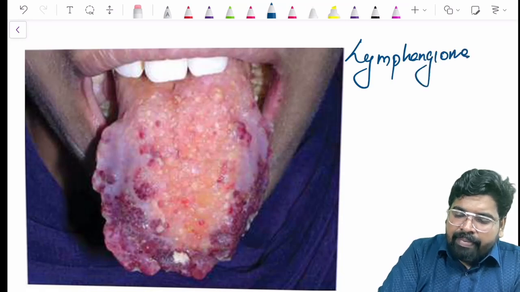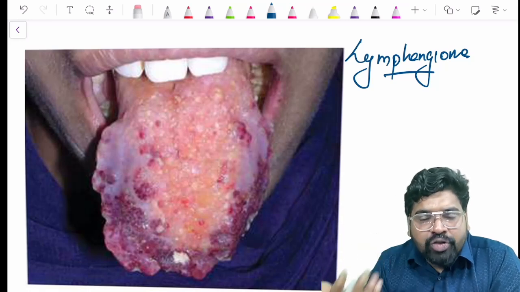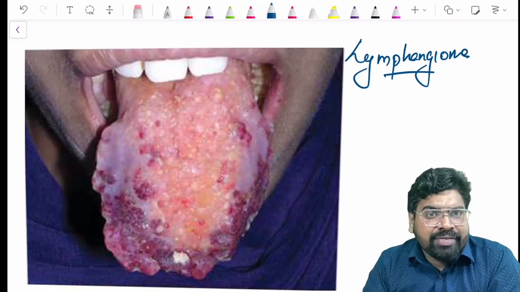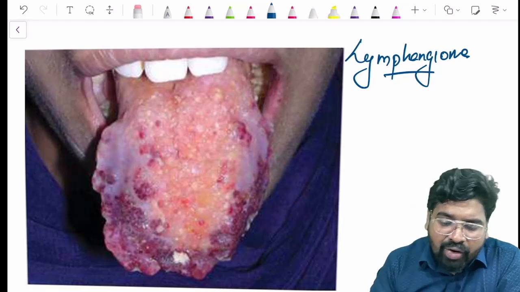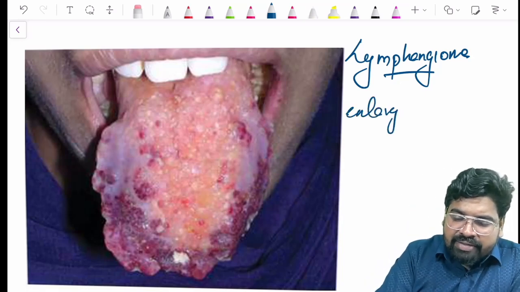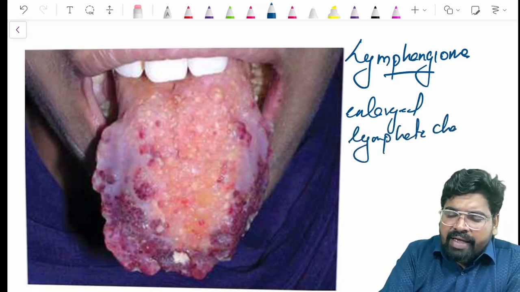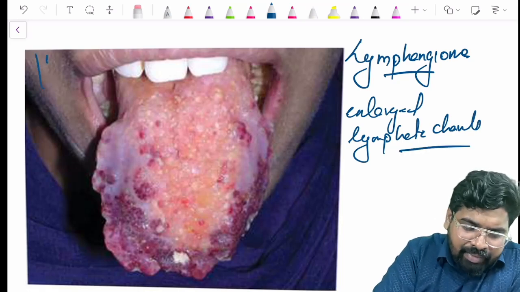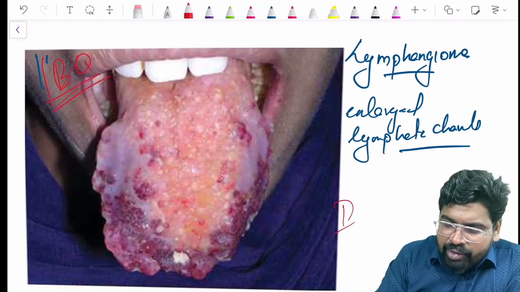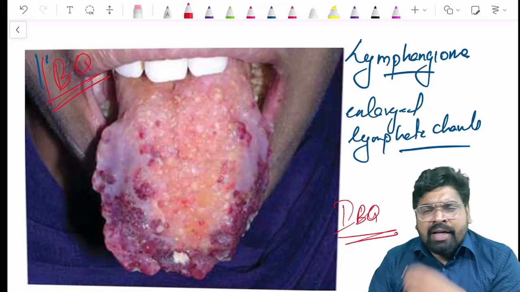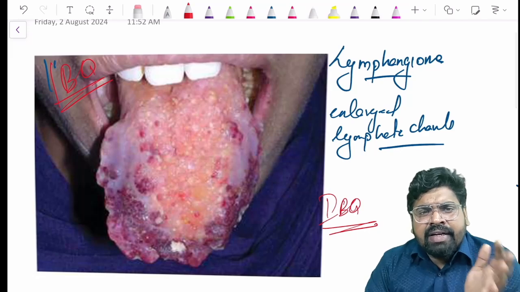Lymphangioma, because the most common site for hemangiomas is the lips, while the tongue is a very favorite site for lymphangioma. These are all enlarged lymphatic channels. So please remember this question. This is an image based question, an IBQ, previously asked in two NEET papers continuously.